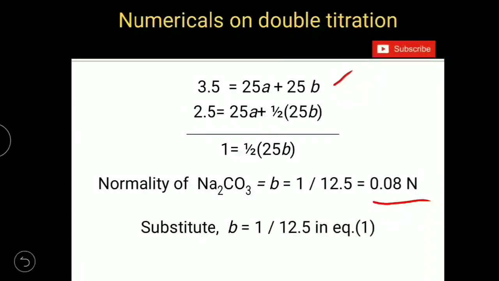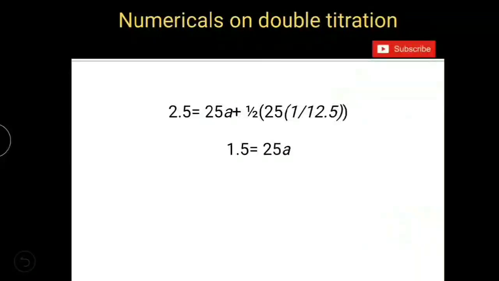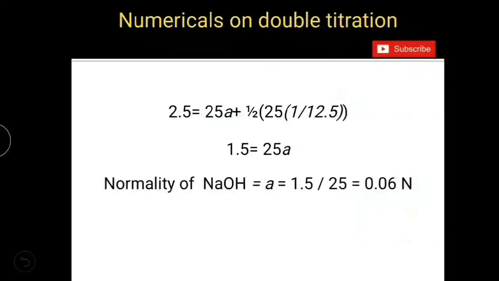And when we substitute the value of B, 1 by 12.5, in equation 1, then it will be 2.5 is equal to 25A plus half of 25 into 1 by 12.5. Then you will get 1.5 is equal to 25A. So from this you will get the value of A, which is the normality of NaOH. 1.5 by 25 is equal to 0.06 normal.